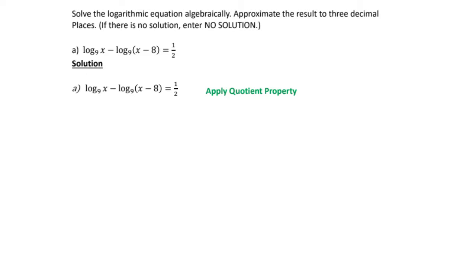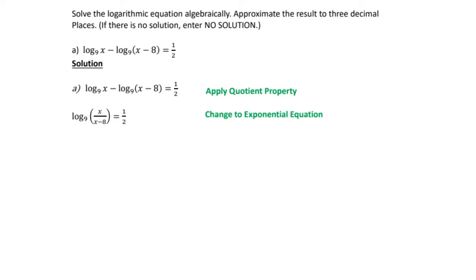Let's look at another one. Let's solve the logarithmic equation. So we have log base 9 of x minus the log base 9 of x minus 8 is equal to a half. Again, let's condense the left side so we can solve for x. So we have log base 9 of x divided by x minus 8 is equal to 1/2.